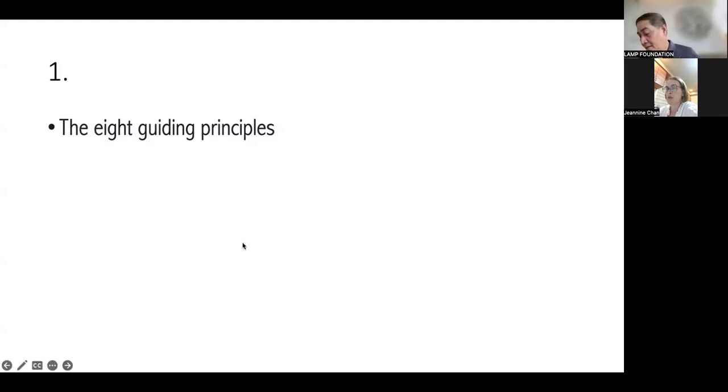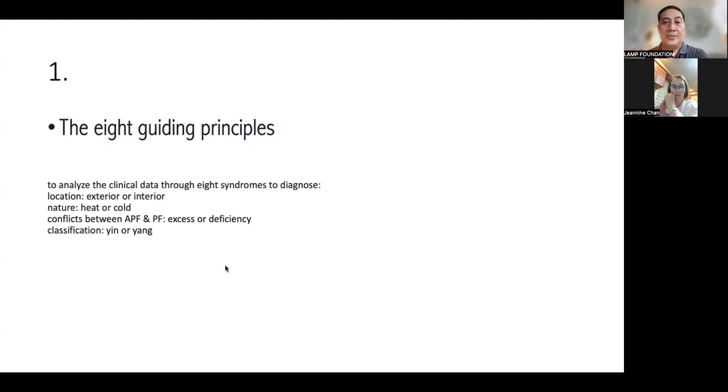So Dr. Janine was saying the 8 guiding principles are used to analyze the clinical data through 8 syndromes to be able to diagnose the location. When we talk about the location, we try to differentiate if it is exterior or interior. According to nature, we determine if it is hot or cold. If there's a conflict between the anti-pathogenic factor and the pathogenic factor, the one causing the disease, that's excess or deficiency, and classification, yin or yang.